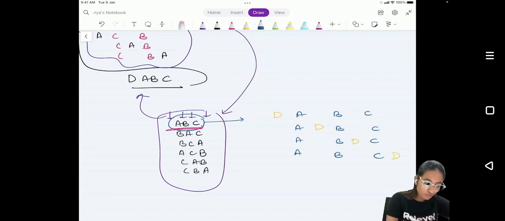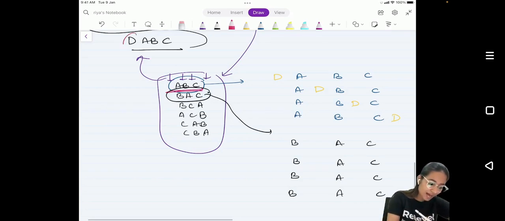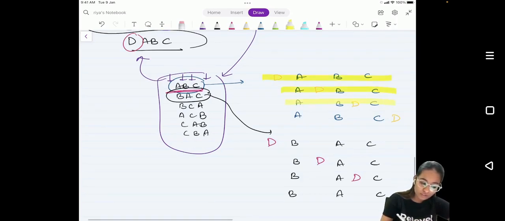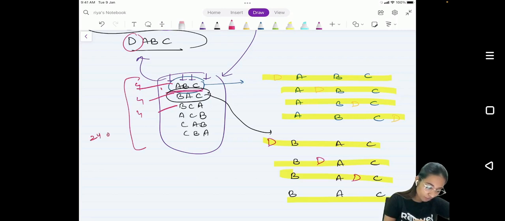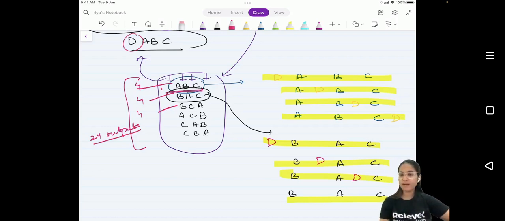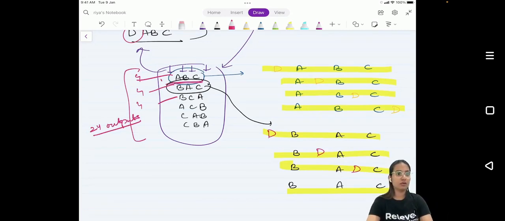Similarly, I'll show one more. We'll take the second output from the smaller call, which was BAC. And then I will add D at all possible positions, and these are 4 outputs for this one. So 4 outputs from here, 4 from here, 4 from here, so a total of 24 outputs. Correct? So feel free to implement whatever approach you are comfortable with. I will show you the implementation for one of these approaches. Okay? So let's take a look.